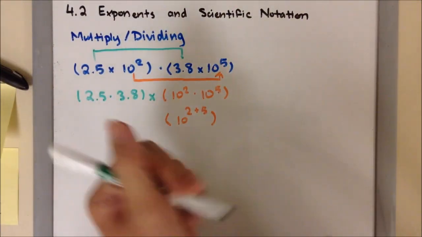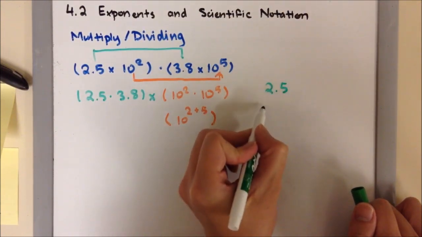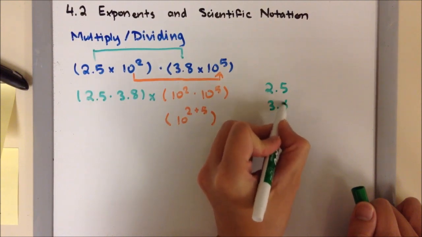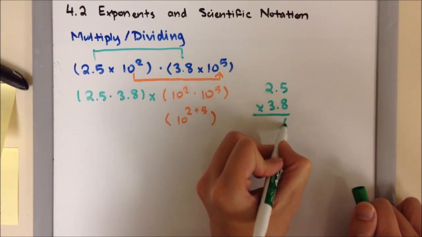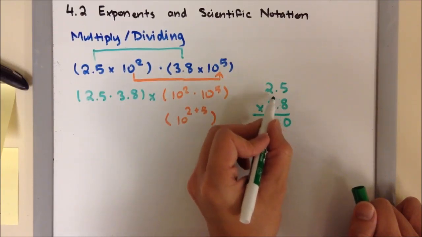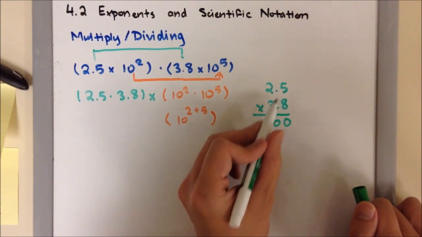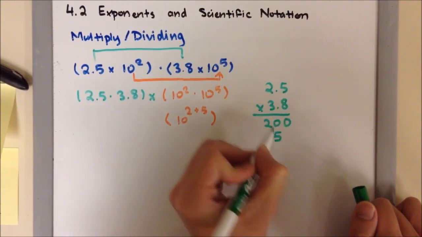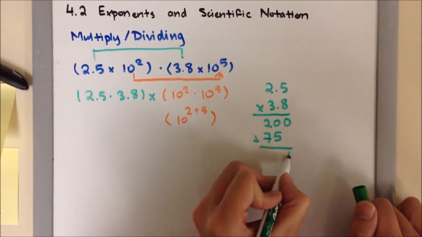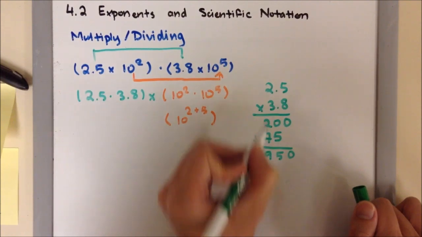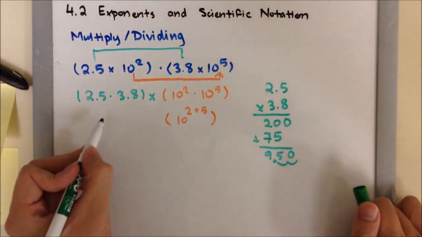Alright, I'm going to do 2.5 times 3.8. You can skip forward if you know the process. I'm just going to write out the work. So 5 times 8, 40. Carry the 4. 16. So that's 20. Alright, 3 times 5. So carry the 1, 6, 7. 0, 5, 9. 2 decimal places. So 9.5.